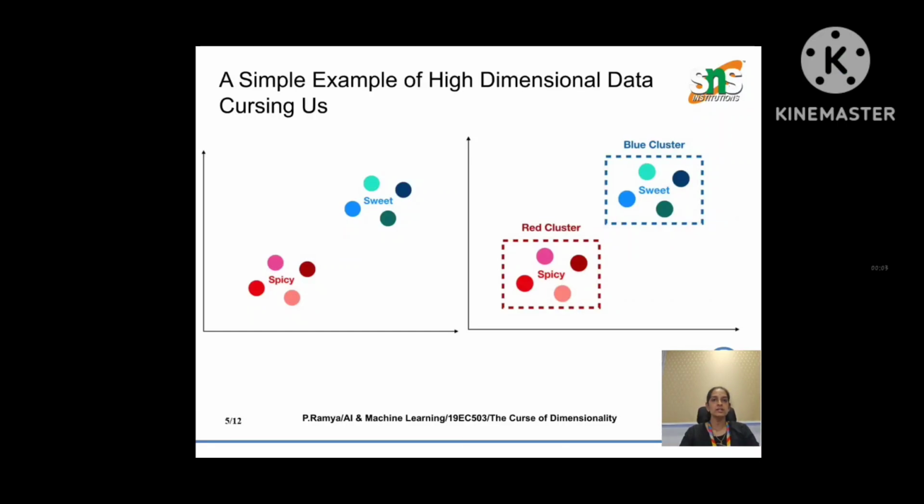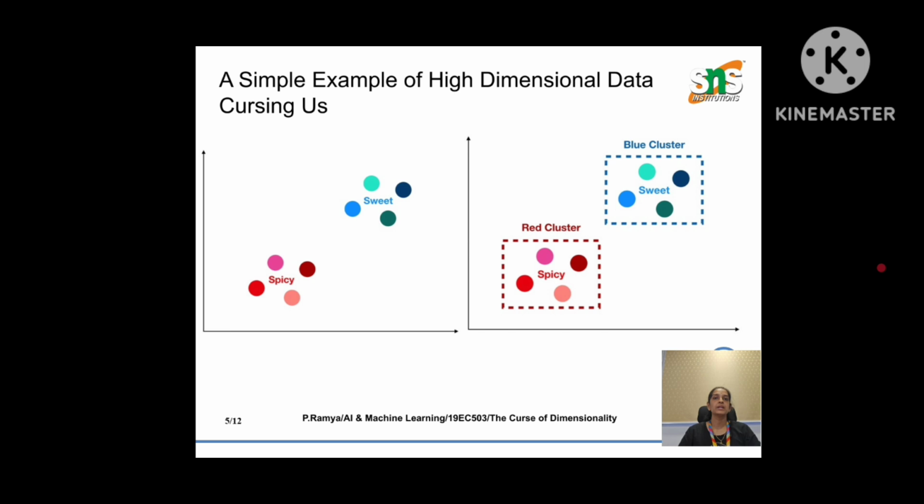Now let us consider an example. We can show the image. This image consists of two graphs. Let us see the first image, where the first image consists of four spicy candies and four sweet candies. Okay, so let us consider the red color as the spicy candy and the blue color as the sweet candy.